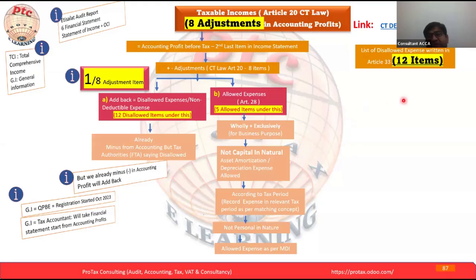Now we're going to see the list of disallowed expenses written in Article 33. These are the 12 points we are discussing here. We will see one by one, in detail, what these 12 items are as per Article 33 of the tax law.